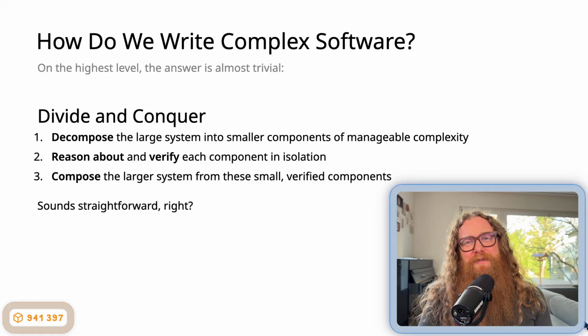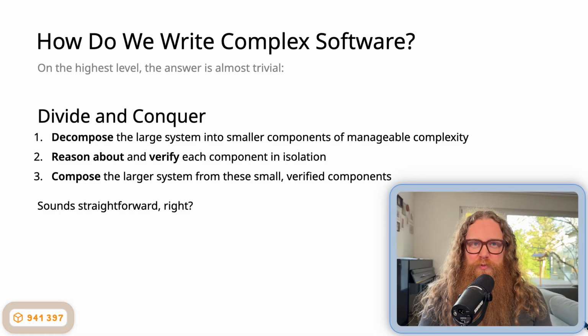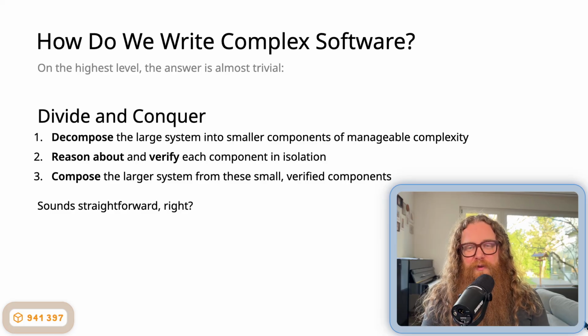And on the highest level, the answer is almost trivial. Of course, we use a divide and conquer approach where we split the large complex problem into smaller problems. We decompose a large system into small components of manageable complexity. Components that we can reason about, that we can verify in isolation. And then once we have those verified components, we can compose them into a larger system, and we're done.